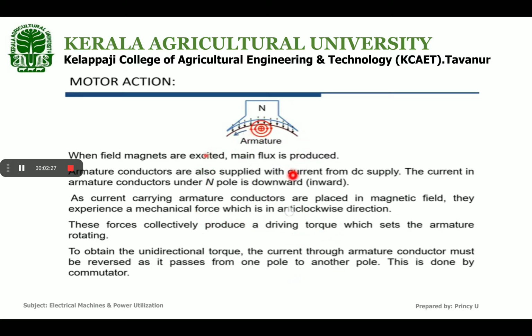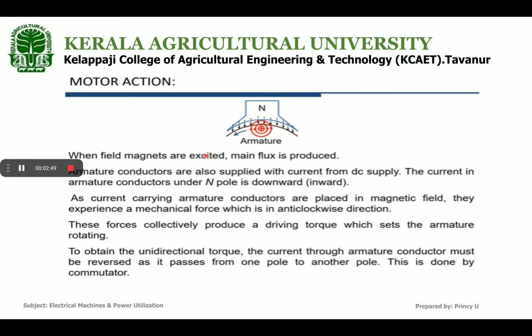We know that there are numerous armature windings. The force produced in each winding will collectively produce a torque in an anti-clockwise direction, which sets the armature rotating in that direction. So all of the forces produce a torque in the armature and it starts to rotate.